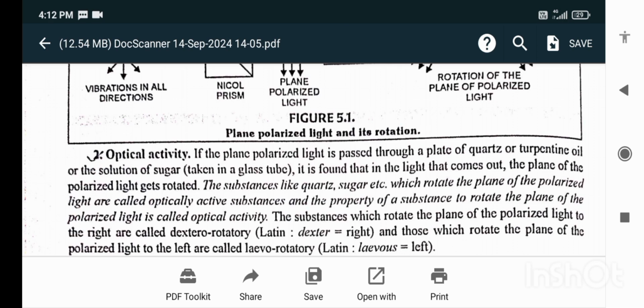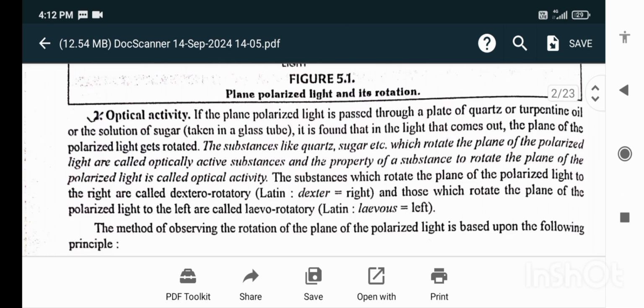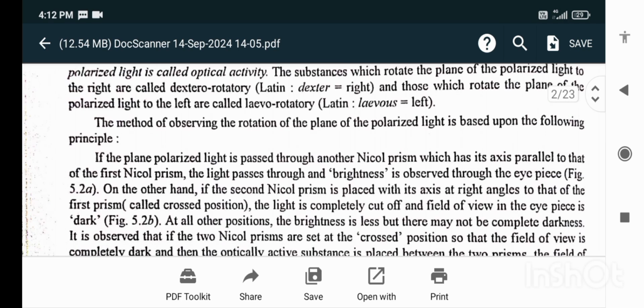The substances which rotate the plane of polarized light to the right are called dextrorotatory, and those which rotate the plane of polarized light to the left are called levorotatory. The method of observing the rotation of the plane of the polarized light is based upon the following principle. If the plane polarized light is passed through another Nicol prism which has its axis parallel to that of the first Nicol prism, the light passes through and brightness is observed through the eyepiece.